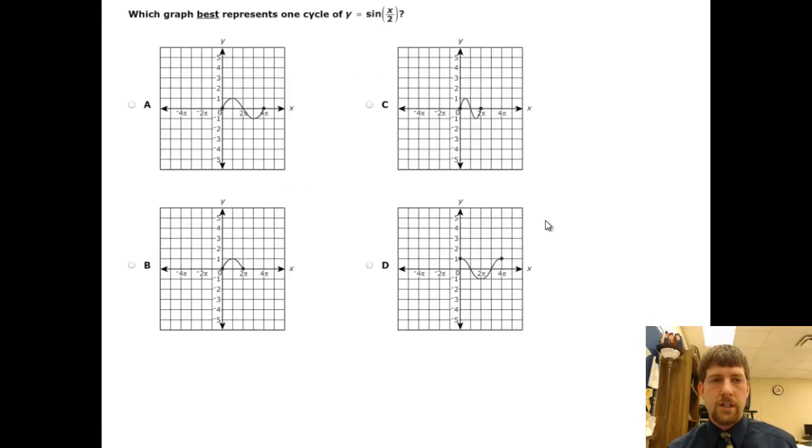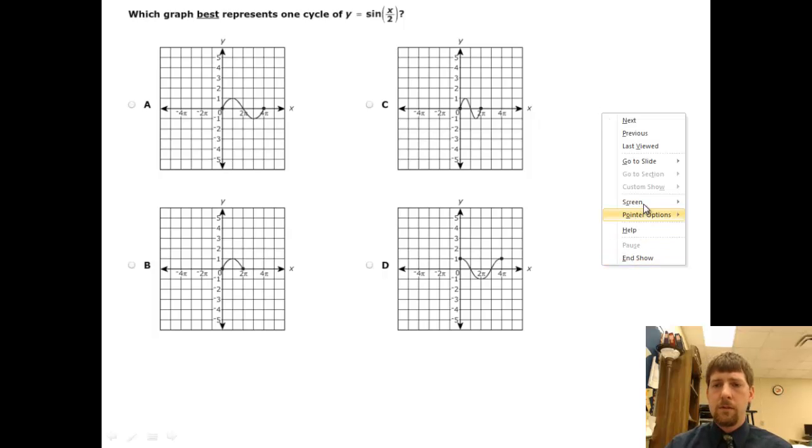So let's look at the first example here. Which graph best represents one cycle of the y equals sine of x over 2? So let's just start by keying this in. They give me a y equals. I'm going to punch it in the calculator, see what the picture looks like.